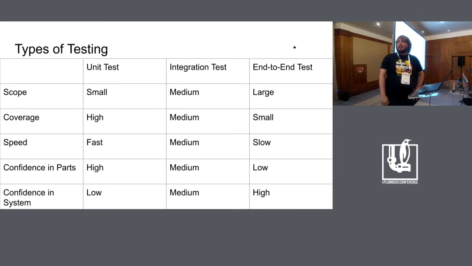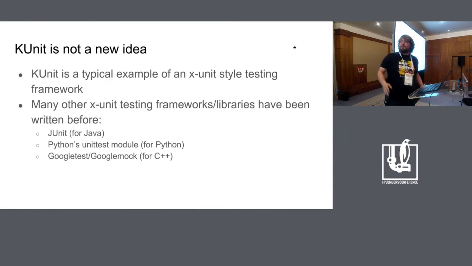But the amount of coverage for an individual unit test is going to be quite low because you're just testing a single unit. They're going to be really fast. You should have really high confidence in the individual thing that you're testing, but that also means you have very low confidence in the overall system. End-to-end tests are the opposite, and an integration test is just a trade-off.